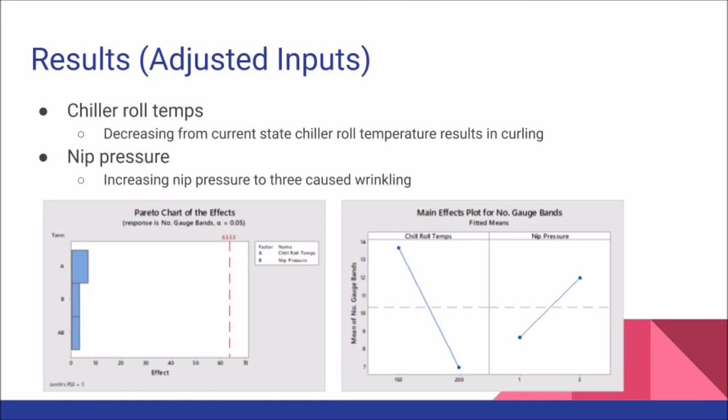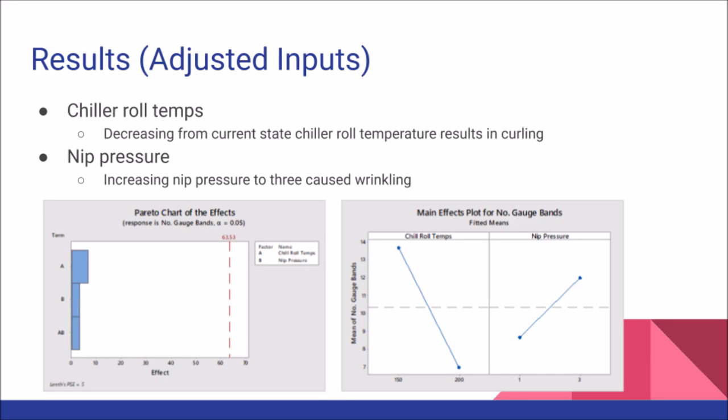The adjusted inputs experiment led to some interesting results. First, we learned that neither chiller roll temperature or nip pressure has a statistically significant effect on the number of gauge bands. However, chiller roll temperature does have a larger effect than the nip pressure. We also learned that decreasing the chiller roll temperature too much results in curling, and increasing it seemed to have a positive result in the number of gauge bands that occurred.